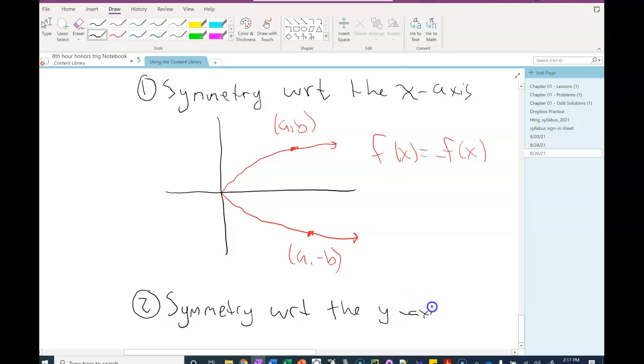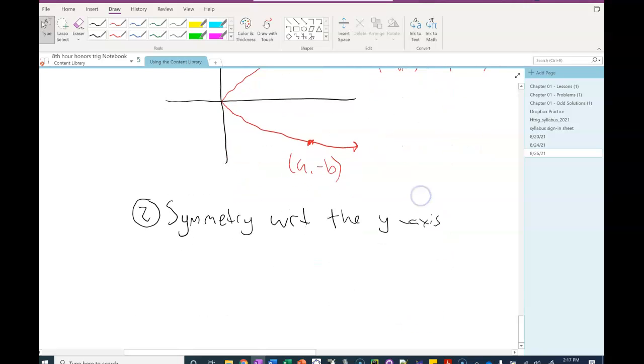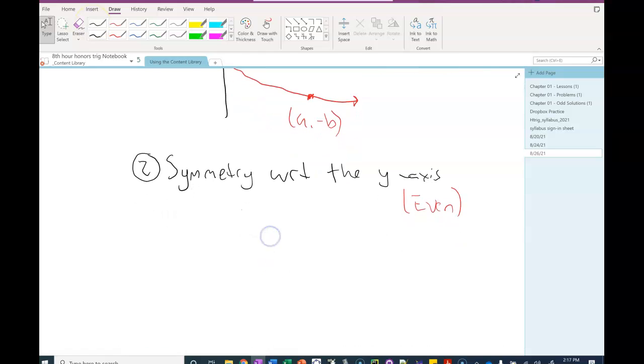The next one is symmetry with respect to the y-axis. We'll use the term even to describe functions that have this sort of symmetry. So if you're a function that's symmetric to the y-axis, we call those even functions.